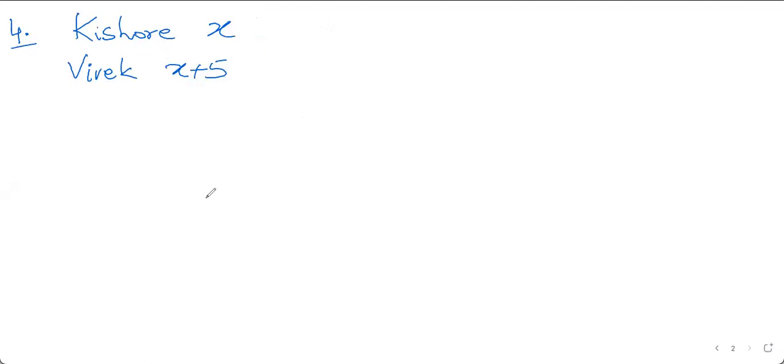Now if Kishore's age is X, what will be the reciprocal of X? It means the numerator becomes the denominator and the denominator becomes the numerator. Very good, Prachi. The reciprocal becomes 1/X, because X means X by 1. What will be the reciprocal of X plus 5? Very good. It is 1/(X plus 5).